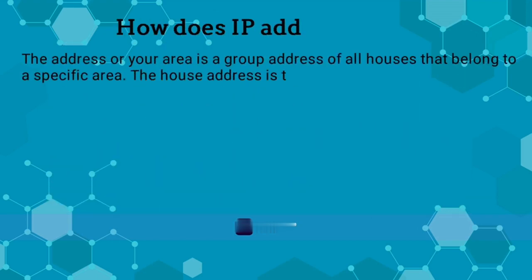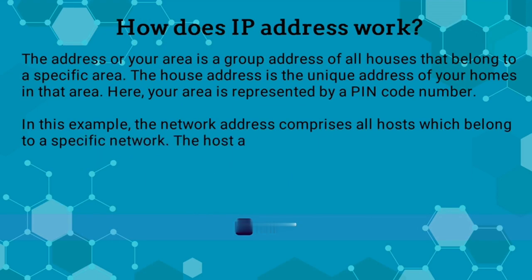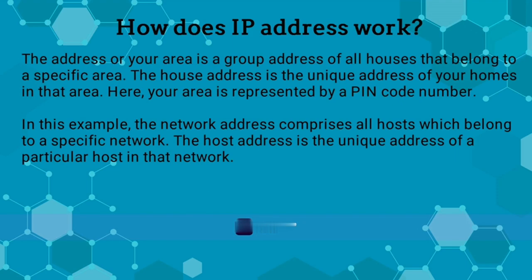How does the IP address work? An IP address works in an IP network like a postal address. For example, a postal address combines two addresses: the address of your area and your house address. The address of your area is a group address of all houses that belong to a specific area. The house address is the unique address of your home in that area.